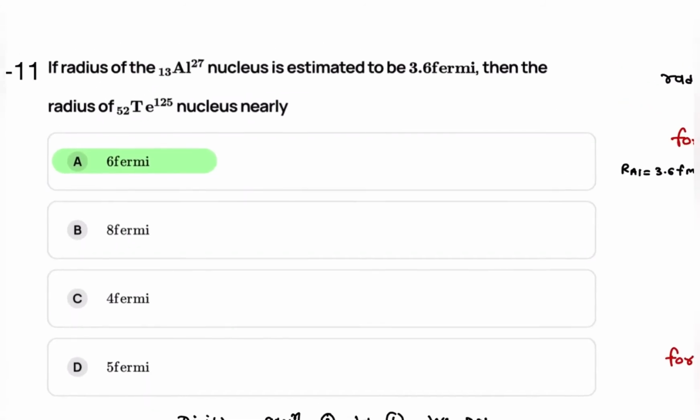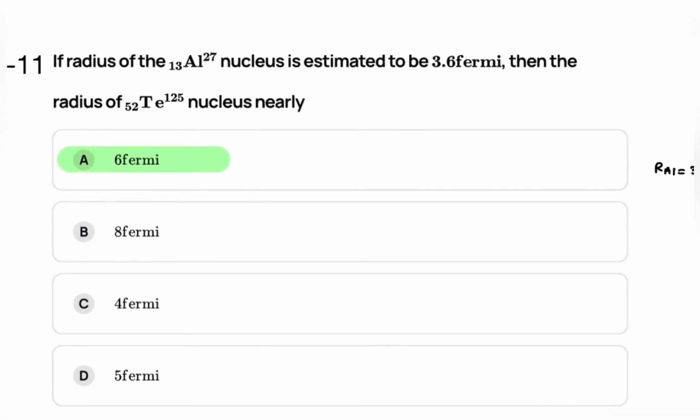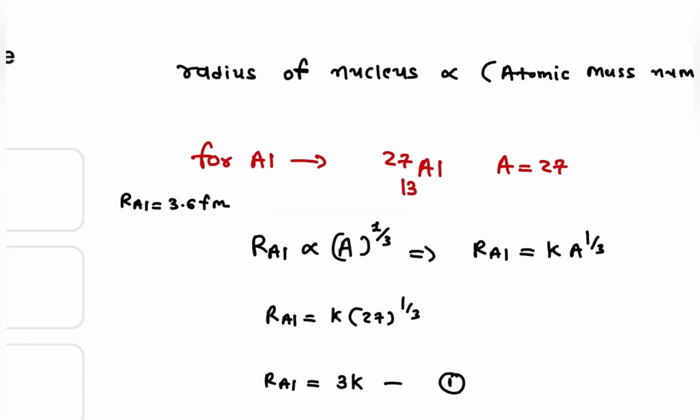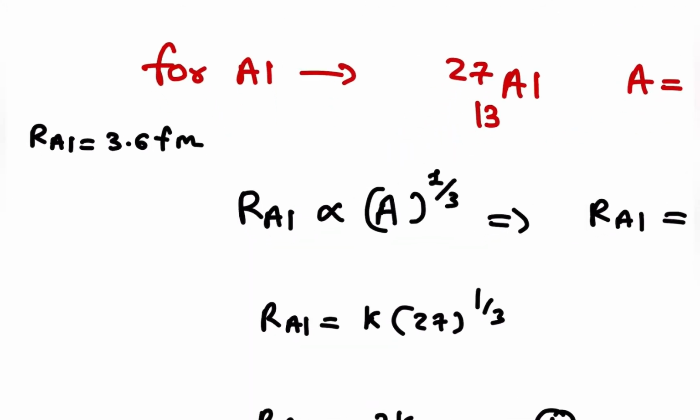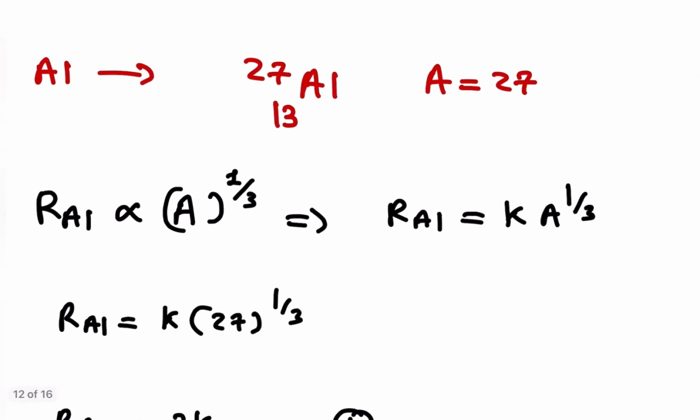Question number 11. If the radius of the aluminum-27 nucleus (atomic number 13) is estimated to be 3.6 Fermi, then the radius of the tellurium-125 nucleus (atomic number 52) is nearly? The radius of a nucleus is directly proportional to the atomic mass number raised to the power 1/3, A^(1/3). For aluminum, the atomic mass number, or number of nucleons, A is equal to 27, and R aluminum is proportional to A^(1/3). So R aluminum is equal to K times A^(1/3), where K is the proportionality constant.